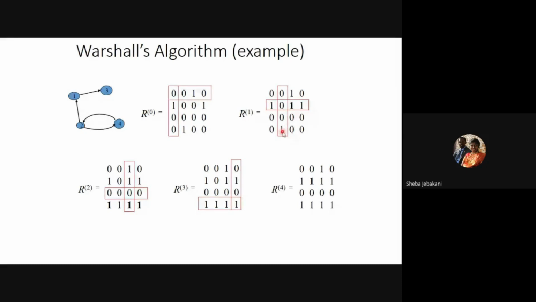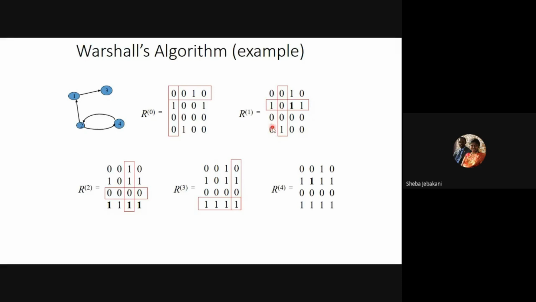Same way you find here, this is 1 and this is also 1, so this location also becomes 1. Go this side. You have this and this, you have 1, so this particular position also becomes 1. That's why we have 3 different positions which are becoming 1 in the next matrix. Okay.